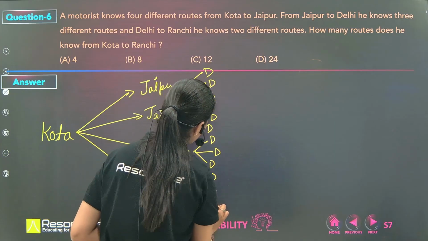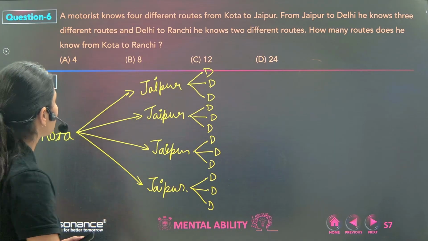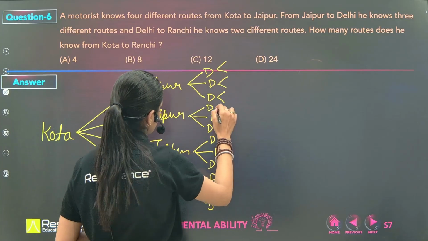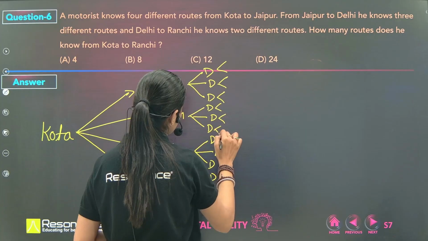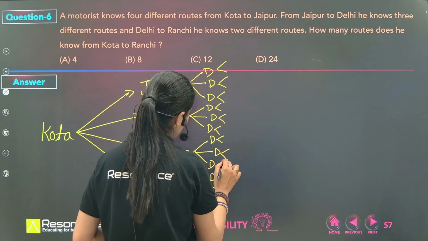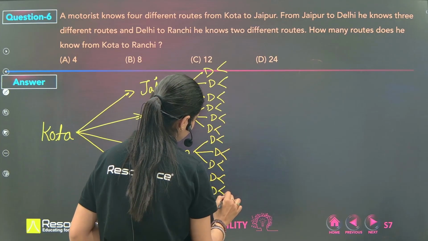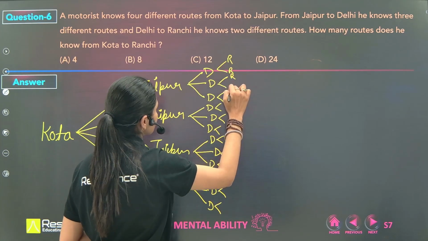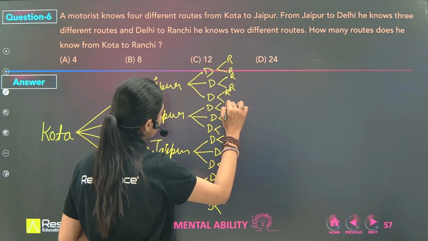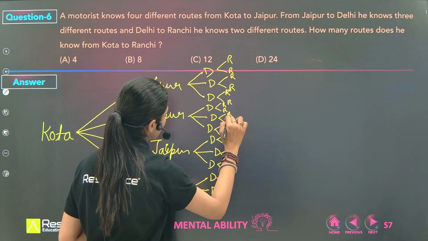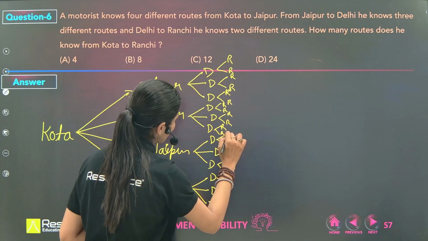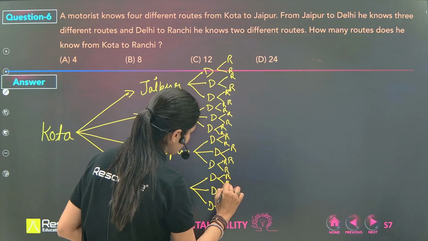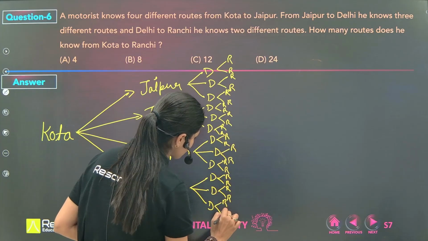Then from Delhi we are going to Ranchi, and there are only 2 different routes. So 1, 2, and again 1, 2, for each of the routes. Now we have reached Ranchi. There's a lot of R I am writing. This is what the question is conveying.